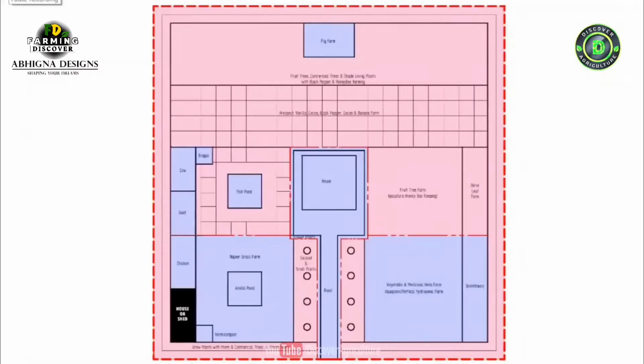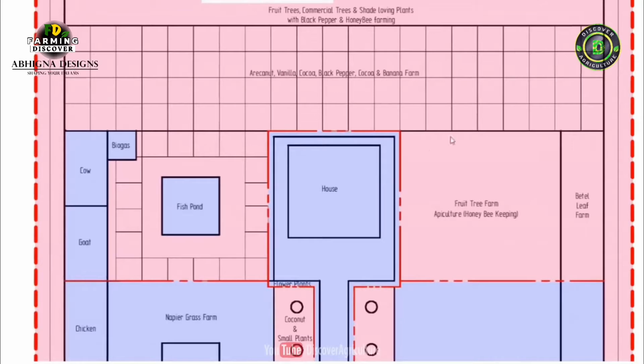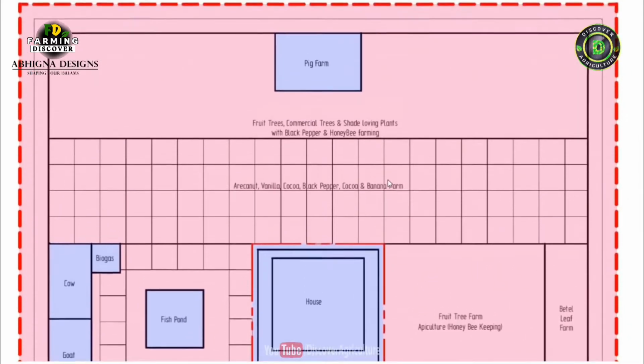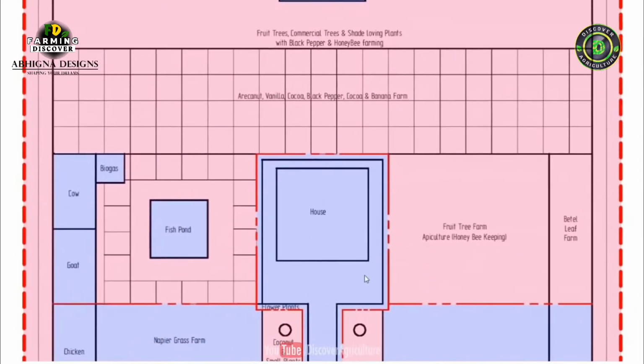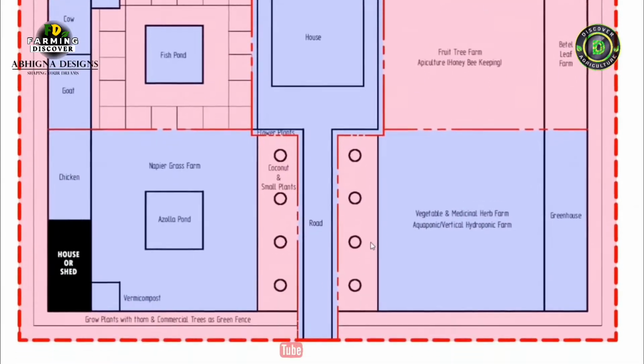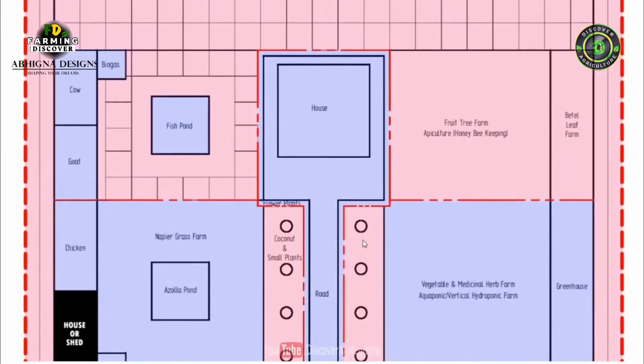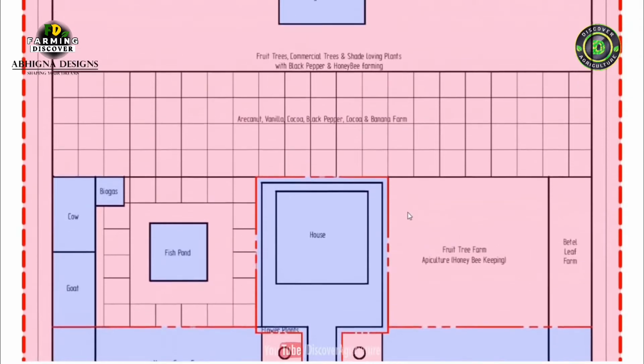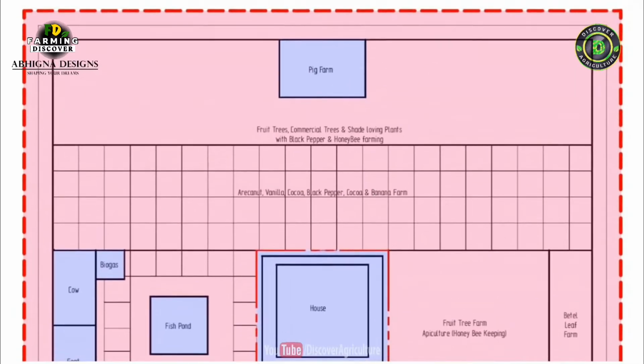Step 2. In the second year, plant green fencing plants, commercial plants, arecanut, coconut, cocoa plants, fruit plants, moringa plants, and start betel leaf farming. Keep beehives too. This requires very little investment. Invest the first year's returns to arrange all these things and continue doing vegetable farming in the remaining area. We have shown the utilized area in pink color.